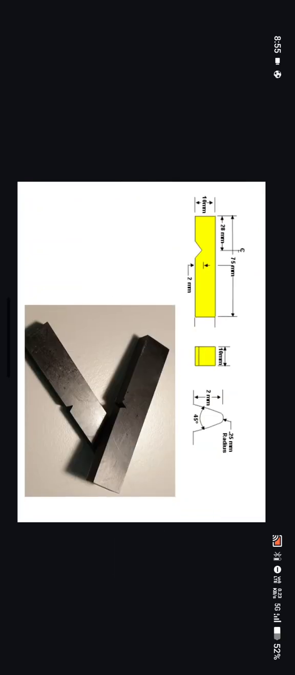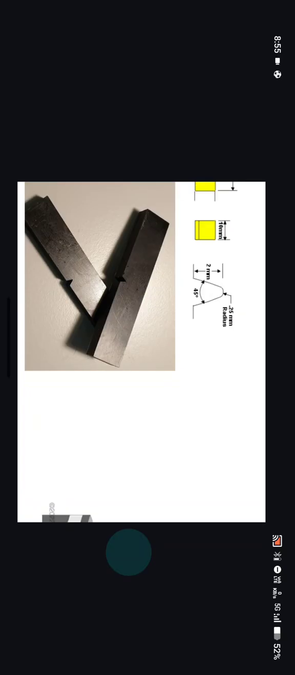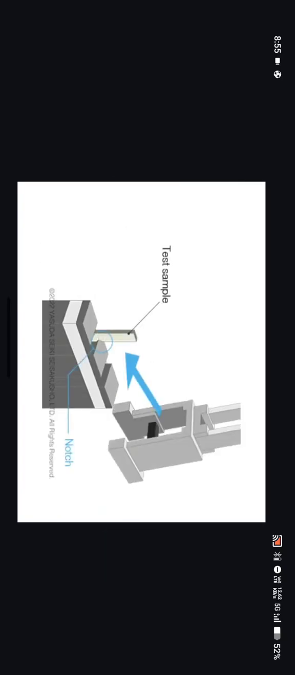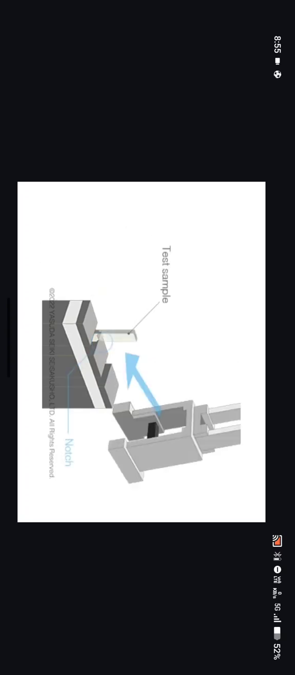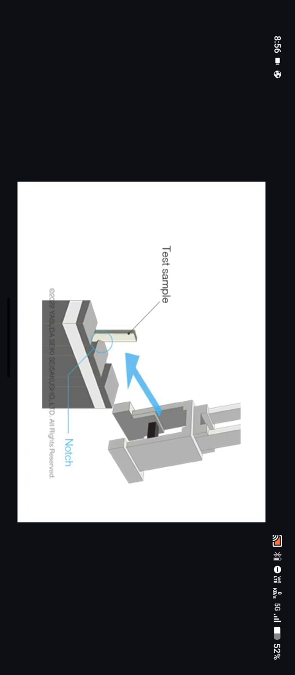We could observe the notch in the specimen, and the notch depth is up to 2 mm and the notch angle is 45 degrees. On the below image we could observe the Izod impact testing material. So this could be the visual representation of Izod impact testing. So the specimen is placed vertically with the notch facing the pendulum, in which on impact we could measure the impact strength.